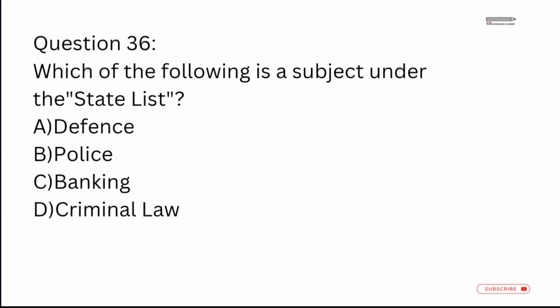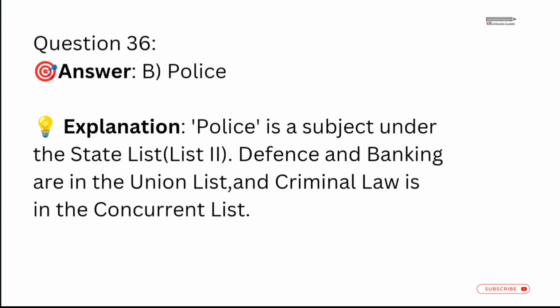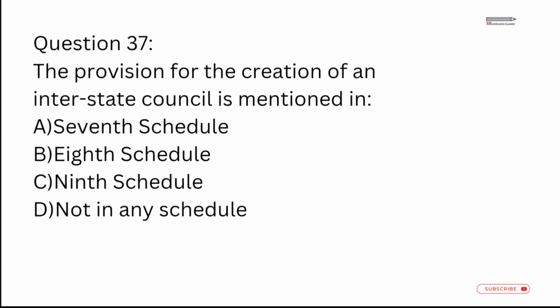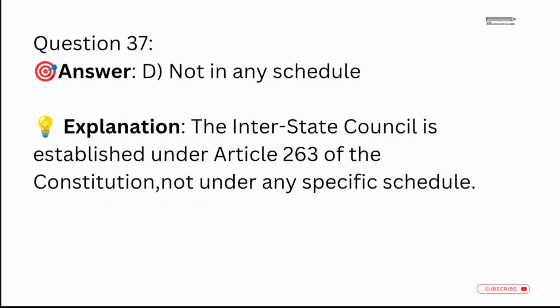Which of the following is a subject under the state list? The answer is option B, police. The provision for the creation of an interstate council is mentioned in. The answer is option D, not in any schedule.